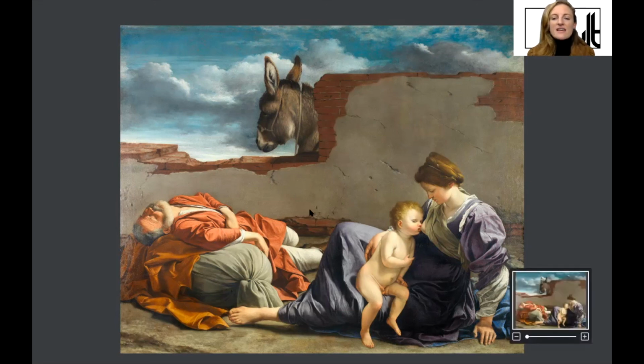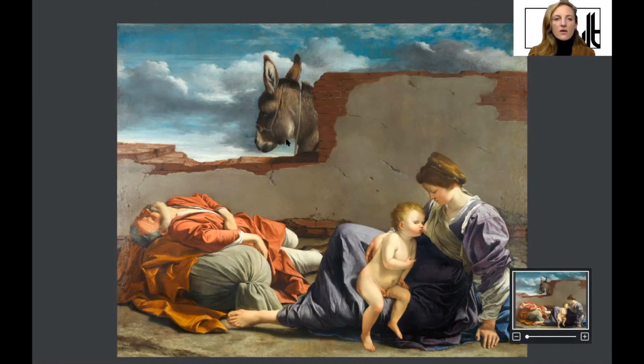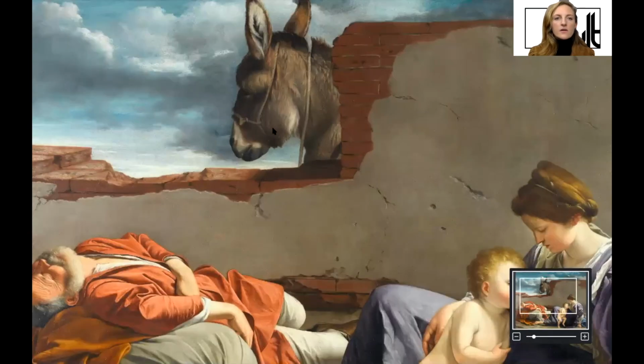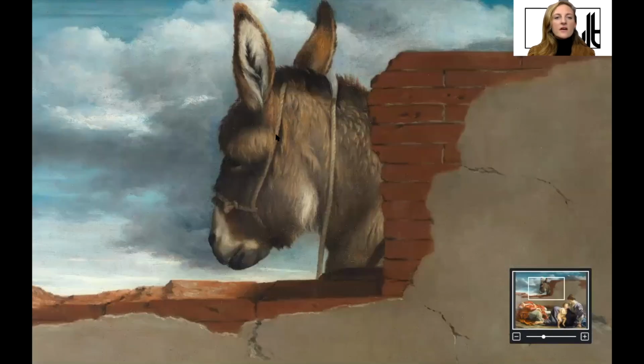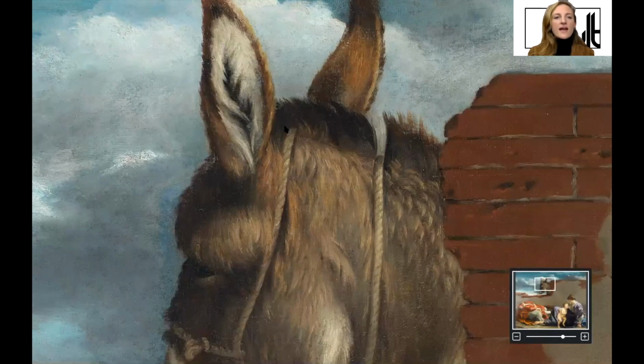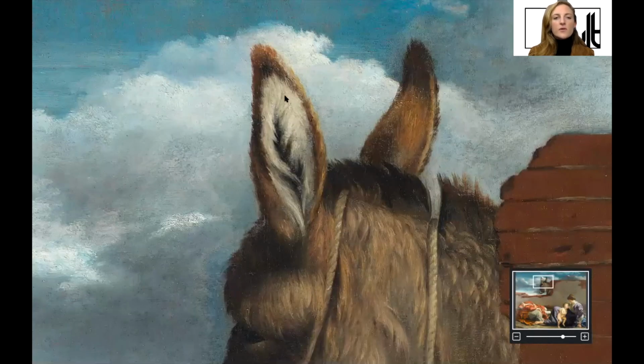From Marianne: is there a message in the pattern on the donkey's left ear? Olive branch. Let's have a look. Oh, that's a lovely observation. You might well be correct. So Marianne has pointed out that there is, that is a really wonderful observation.